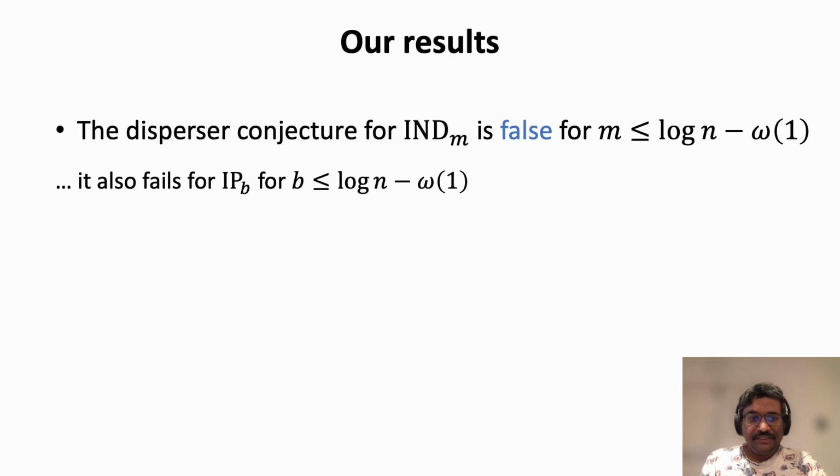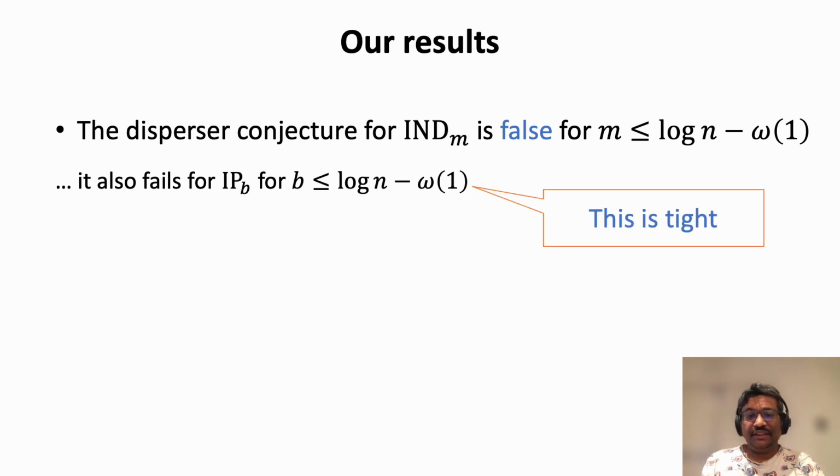So our first result proves that this disperser conjecture for index M is false as long as M is less than log n minus omega 1. And it also fails for the inner product gadget for the same kind of range. So as long as you have an inner product gadget of size b, where b is less than log n minus omega 1, this disperser property is no longer true.